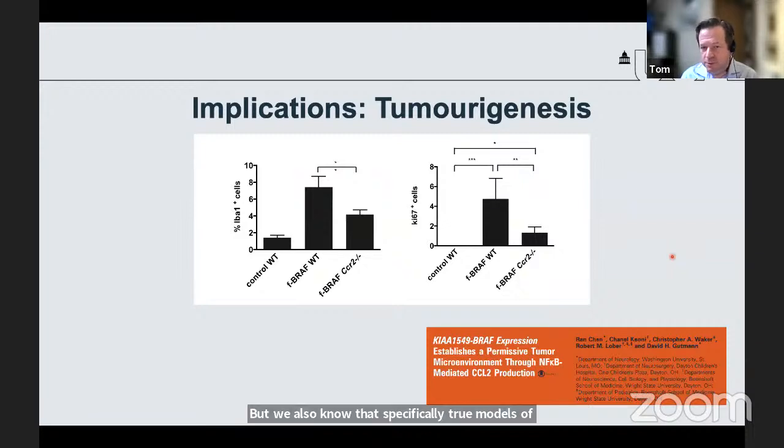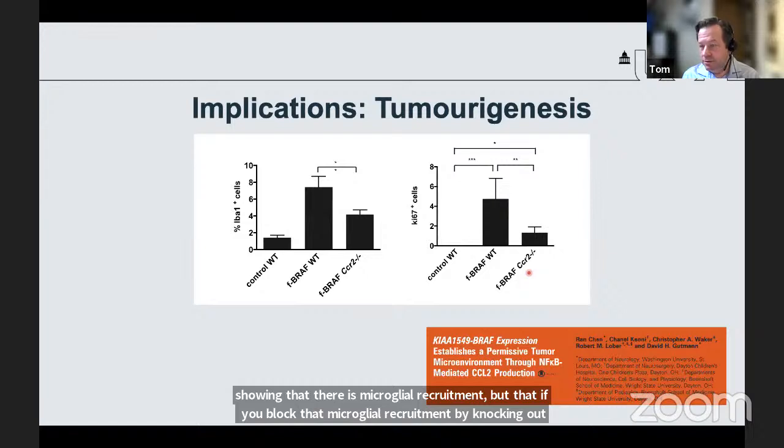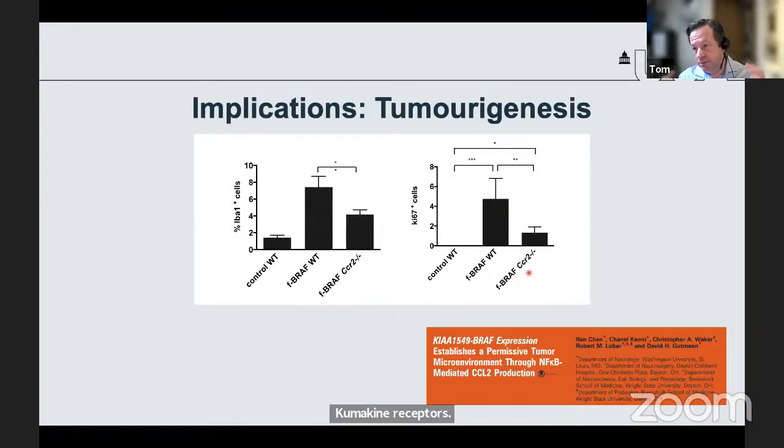So this is one of his models of a BRAF-driven glioma, and showing that there is microglial recruitment, but that if you block that microglial recruitment by knocking out chemokine receptors, you no longer get the same degree of tumor growth. So there's clearly a role of these cells in driving tumor growth.